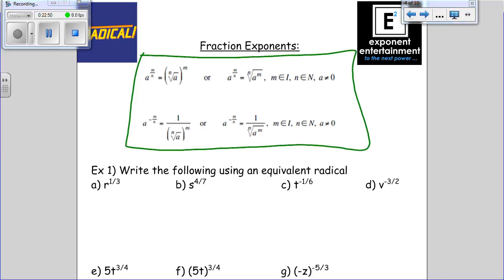We do a bunch of practice with these because these are confusing. So we look at example 1a. It says write the following using an equivalent radical. So they want you to write this thing as a radical. What do we know about the bottom number of your fraction? It's the index. So that means I must have a cube root.